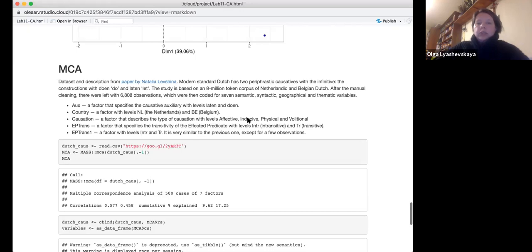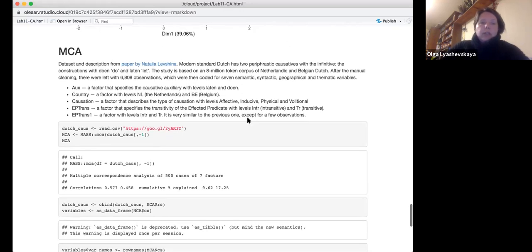And they collected a sample of uses of these constructions and coded them for 7 semantic, syntactic, thematic variables and also a geographical term. Now we will take just some of them. Namely, country, causation with levels affective, inducive, physical, and volitional. App, trans, which shows us the transitivity of the affected predicate, which can be either intransitive or transitive. And iptrans1, which is just a simplification of the previous one.